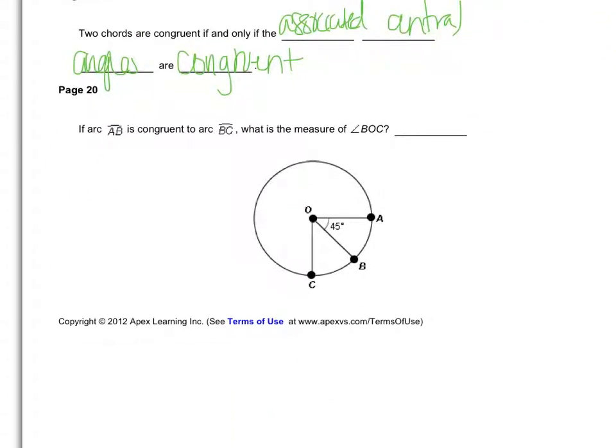angles. So if arc AB is congruent to arc BC, so AB is the same as BC, what is the measure of BOC? So BOC right here. Well, if these two arcs are equal, then their central angles are equal. So BOC must be 45.